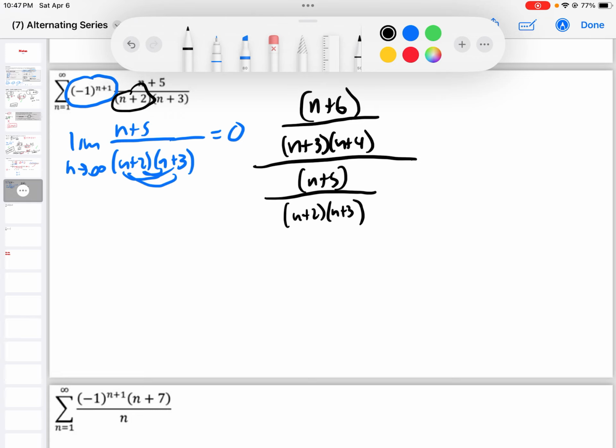Alright, so is this less than or equal to 1? Question. I don't know yet. Well, I do know, because I did it a second ago, but it's kind of hard to see. So I'm going to keep, change, flip.